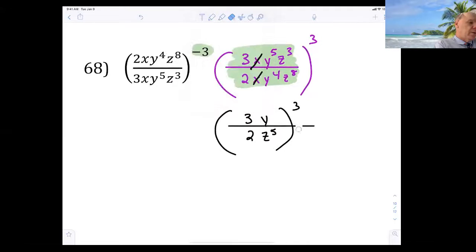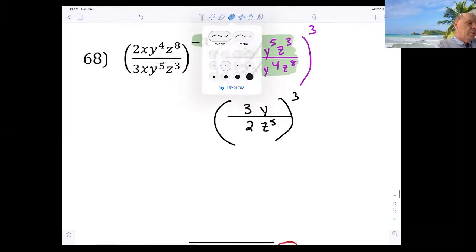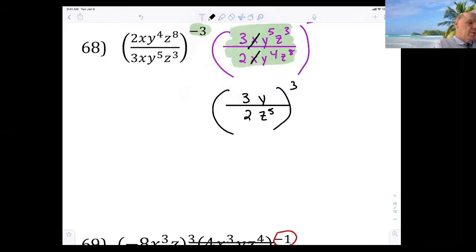All right, does everybody agree with me on that? Any issues with that so far? Now, what is 3 cubed? So it'd be 27y cubed over 2 cubed is? 2 cubed is what? 8. Z to the what? 15. And again, if you're making mistakes, I don't care about the mistakes. Just practicing the rules. Power to power, multiply. Multiply, you add. Divide, you subtract. Those are the rules.